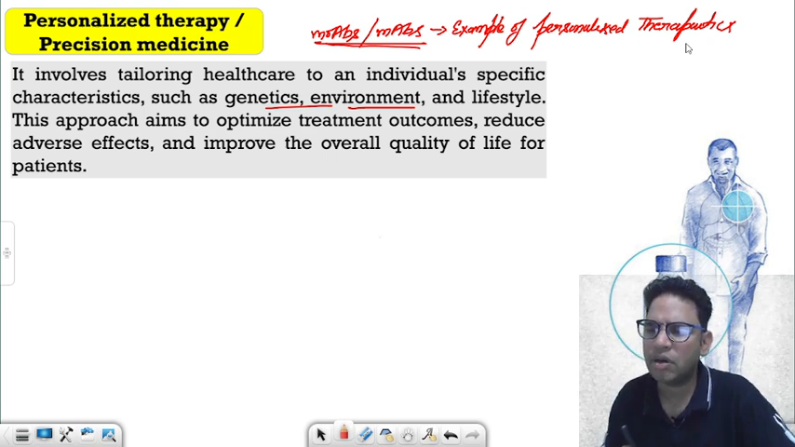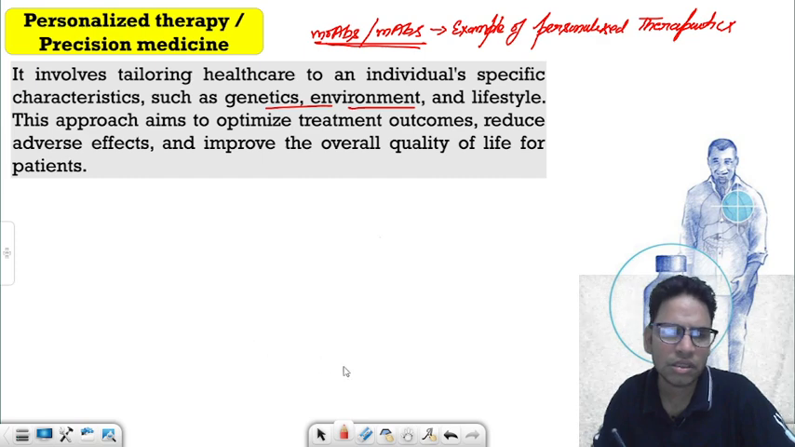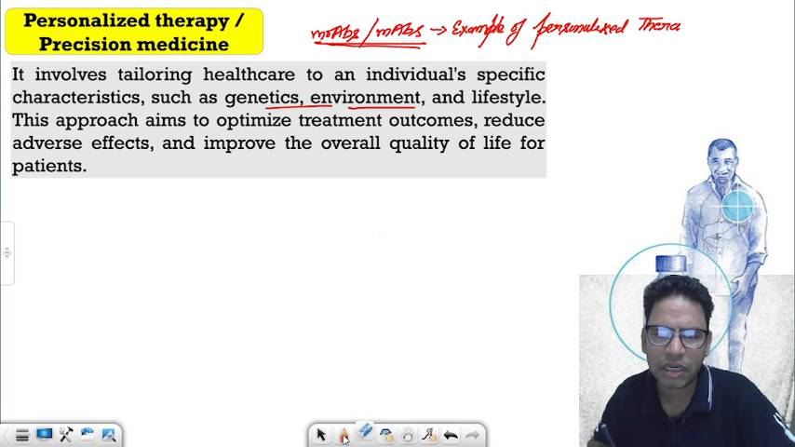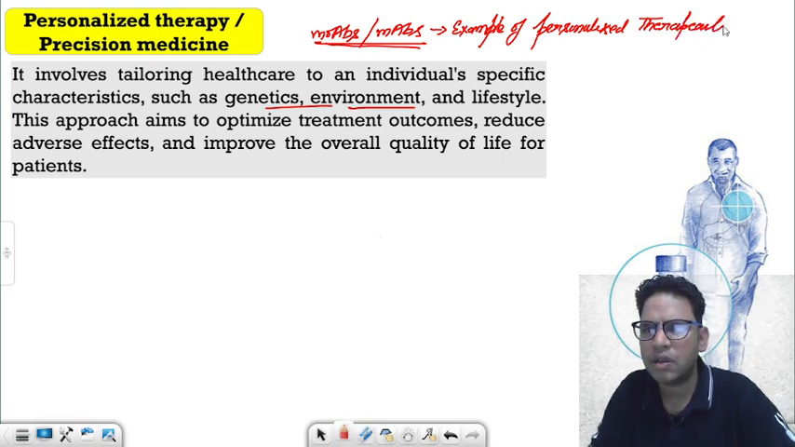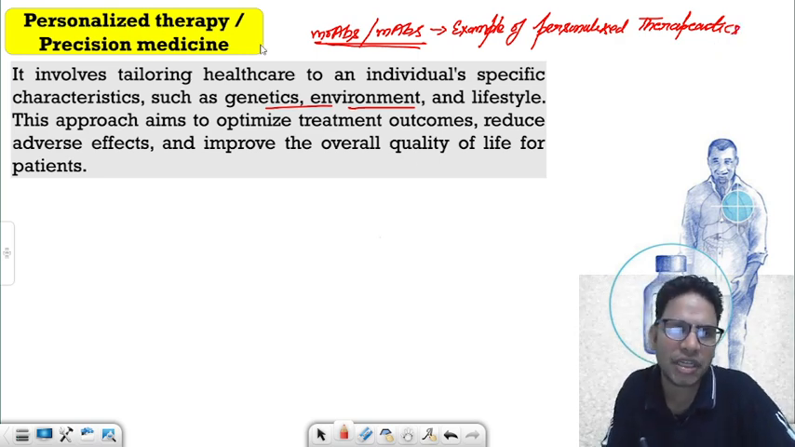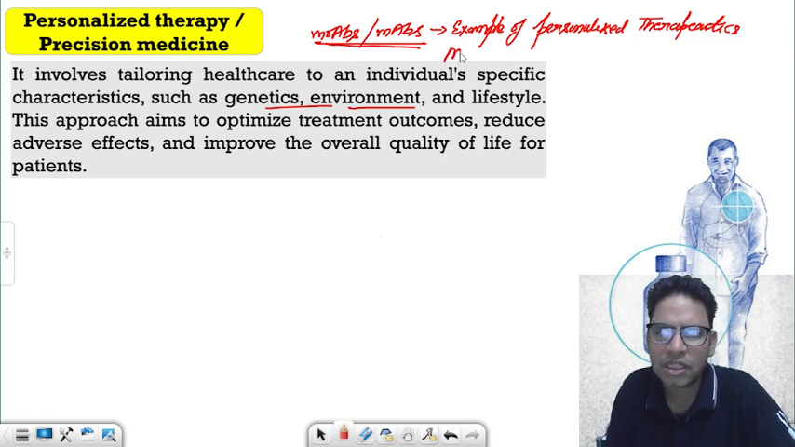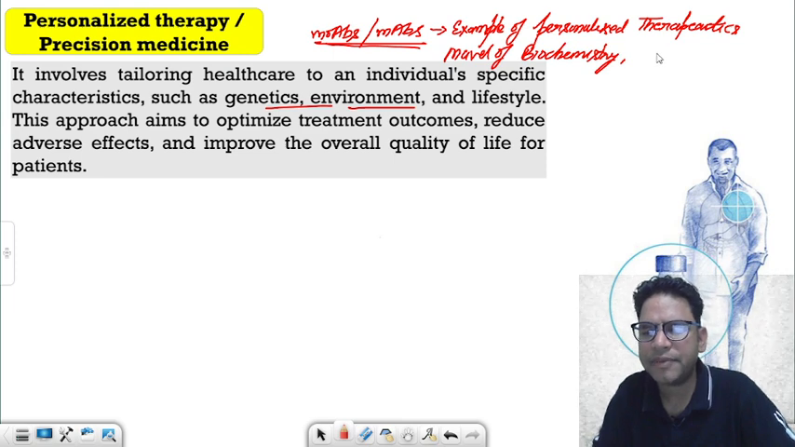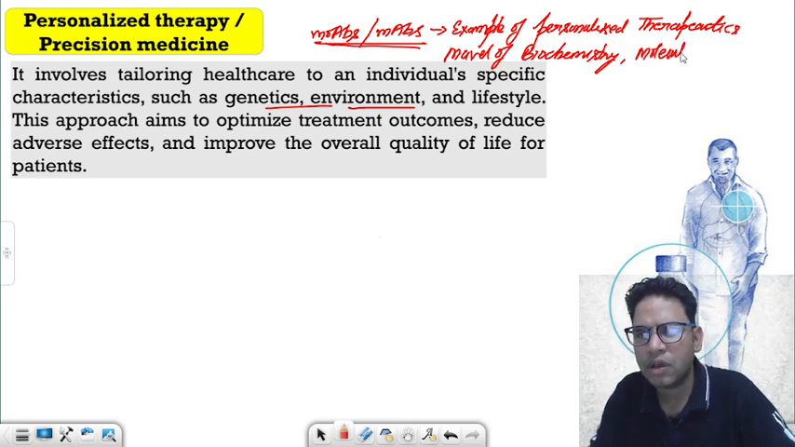Personalized therapeutics. Okay. So this is the marvel of biochemistry, personalized precision medicine. This is a marvel of biochemistry, then molecular biology, and immunology, basically immunology.